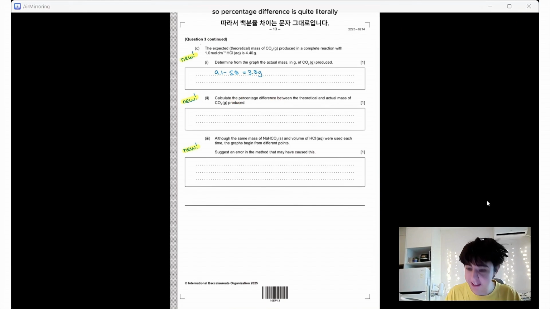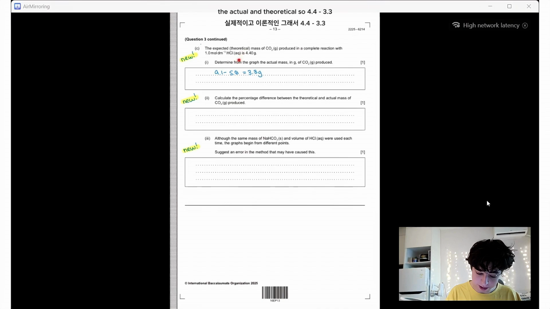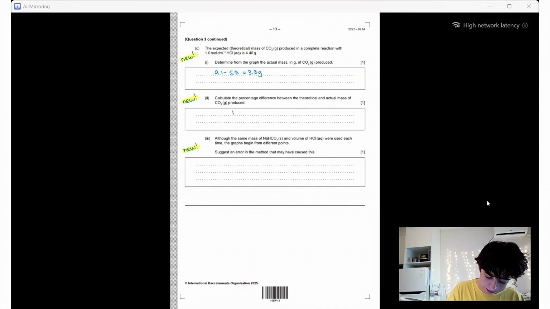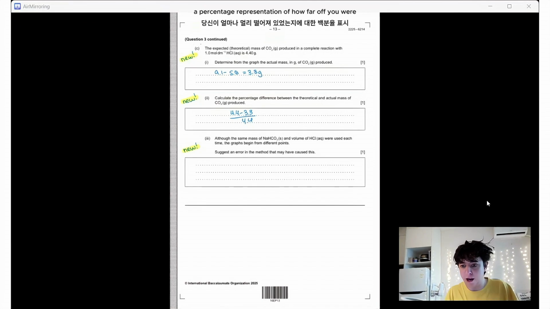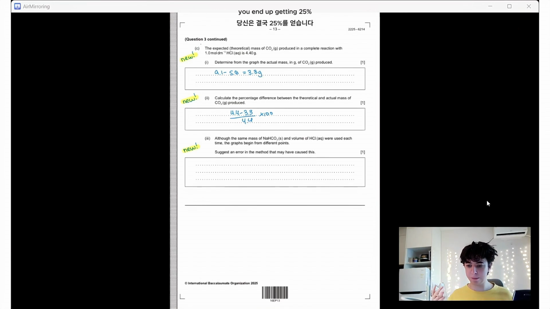So percent difference is quite literally exactly what you would think from the name. It's a percent of the difference of how far off you are from the exact value. So it's going to be a percentage of the difference between the actual and theoretical: 4.4 minus 3.3. Then you divide it by the theoretical value, 4.4, so literally a percentage representation of how far off you were. And then just times 100. So 4.4 minus 3.3, divided by 4.4, times 100, you end up getting 25%. And that is the answer to that one.